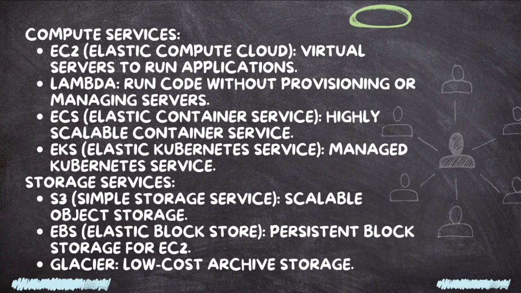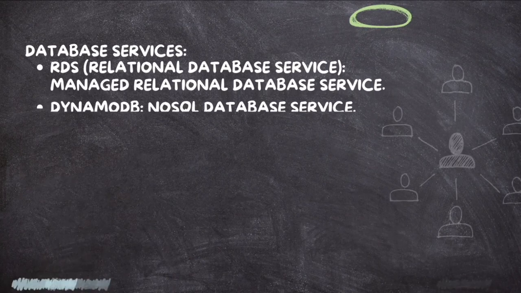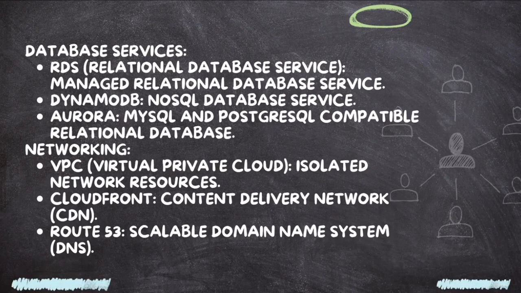Then we have storage services. S3, which is Simple Storage Service, is scalable object storage. Then we have EBS, which is Elastic Block Store, which is persistent block storage for EC2, which is also found in compute services, on the first point. Then we have Glacier, which is low-cost archive storage, which is used mostly to store a lot of data.